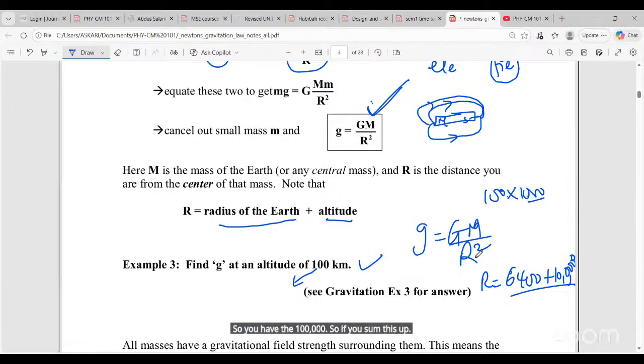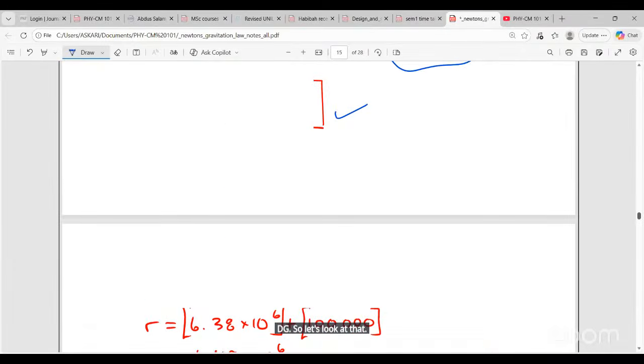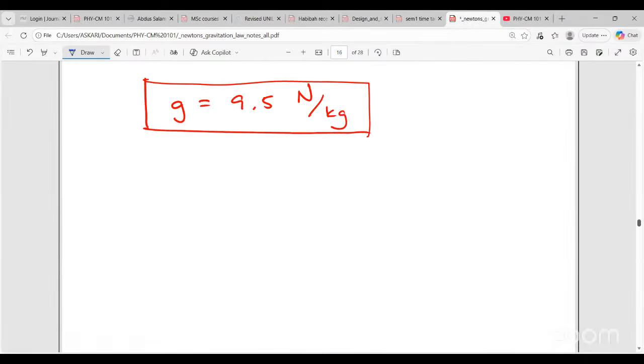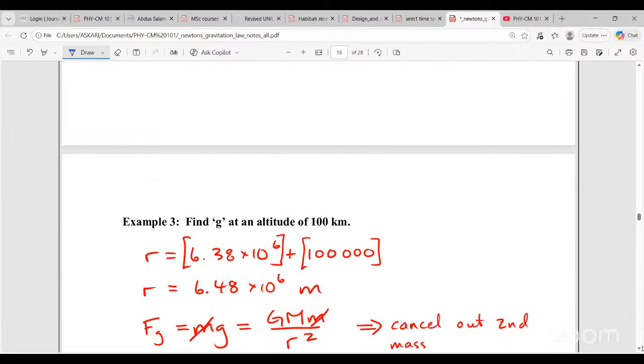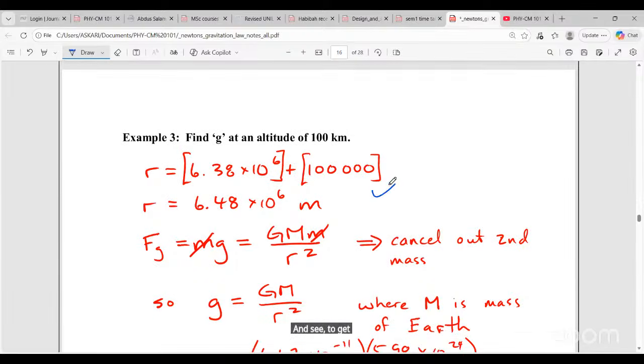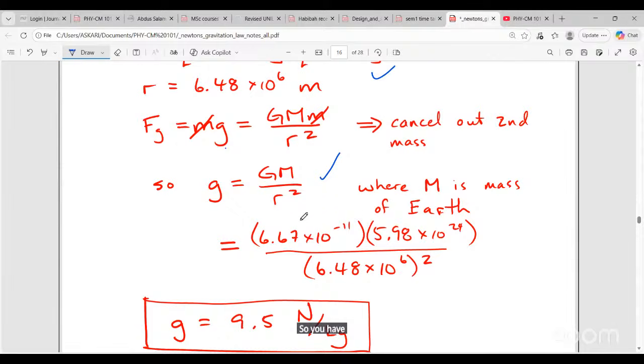So if you sum this up and insert here, given the mass of the Earth, your G is also a constant. You can calculate the g. So let's look at that. To get the R, you sum it up. Your mg is equal to this. Cancel out the masses. You are left with this. So you have this. This is your G multiplied by the mass of the Earth, then divided by the distance squared. So finally, you have this as the solution. So I hope it is clear.